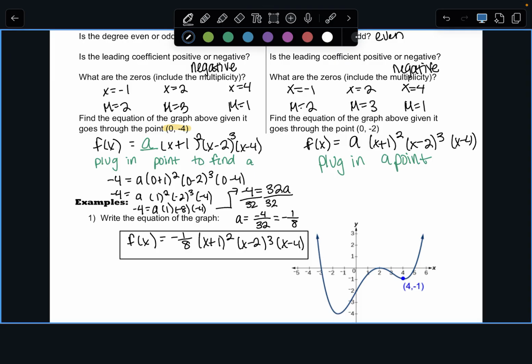-2 is y, or f of x, same thing. So -2 is equal to A. And then all my x's are zeros. So this is where it gets a little handy if you pick the point where x is 0. Because 0 plus 1 is just 1, and 0 minus 2 is just -2. So I'm going to plug them in, but I'm really just going to drop the 0 and do it in my head. 0 plus 1 is just 1. 0 minus 2 is -2. 0 minus 4, -4.